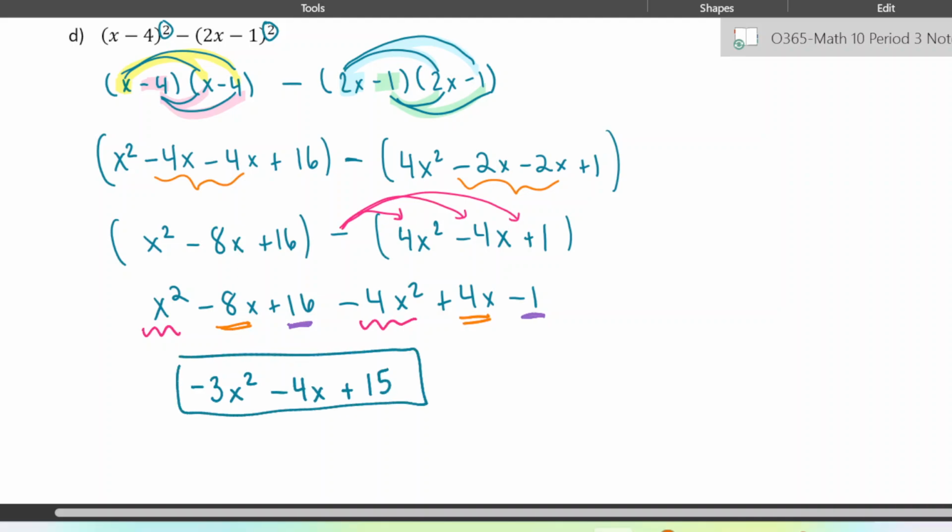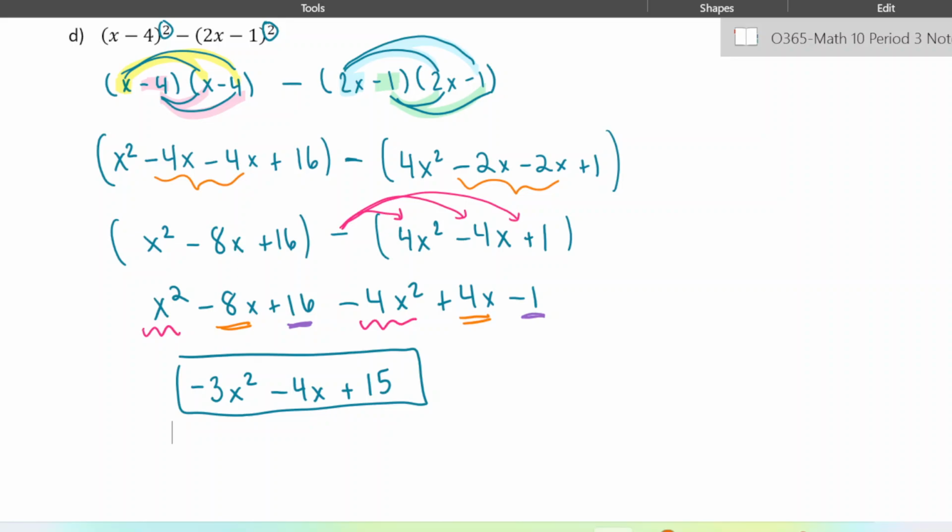So there's our final answer. And again, it looks a lot simpler than what we started with. So that's the purpose of this expanding here. Okay, that's the end of the lesson.